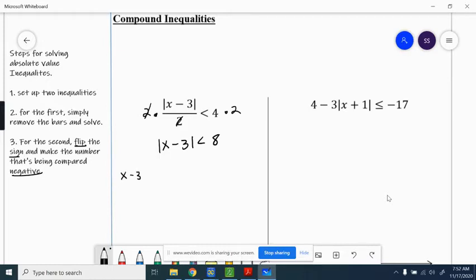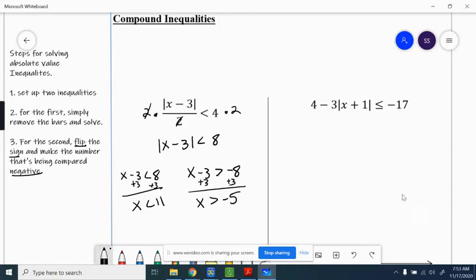x minus 3 is less than 8. And then the second one is going to be x minus 3, switch the sign, and then we make this number that we're comparing negative. Okay, then we just solve. So we're just going to go ahead and add 3 on both sides. So we're left with x is less than 11. And for this one, we add 3. We're left with x is greater than -8 plus 3, which is -5.